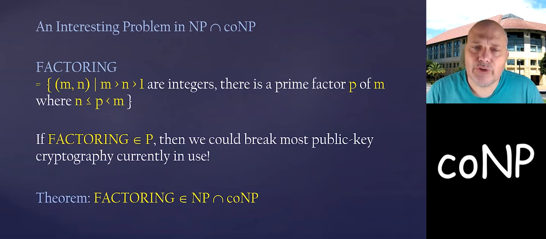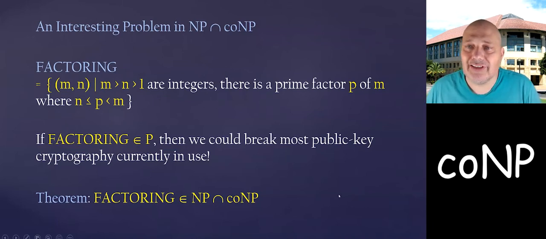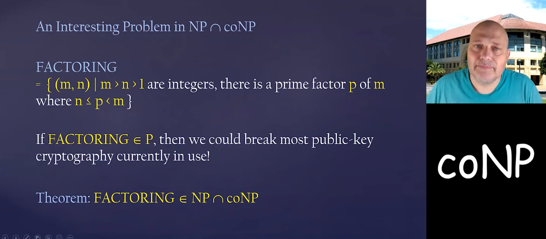Now, how can we show that factoring is in NP intersect coNP? As you can think, factoring is easily in NP because I can just give you the factors. So I can just give you p, and it will prove that m, n is in factoring. The part that it is in coNP is harder and a bit non-trivial.